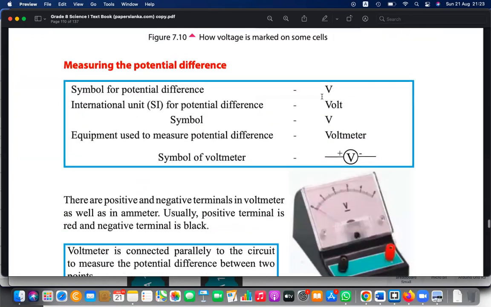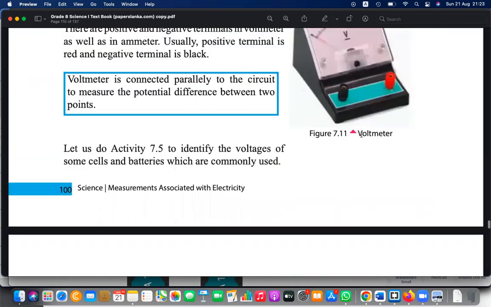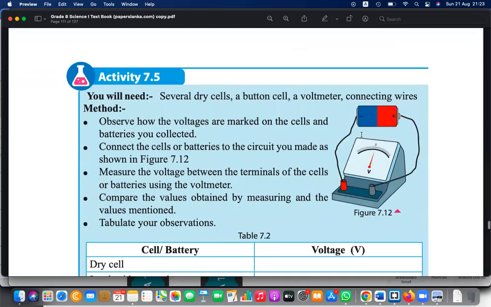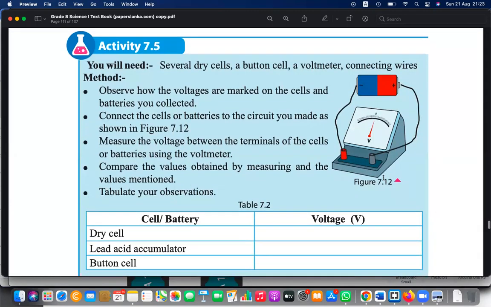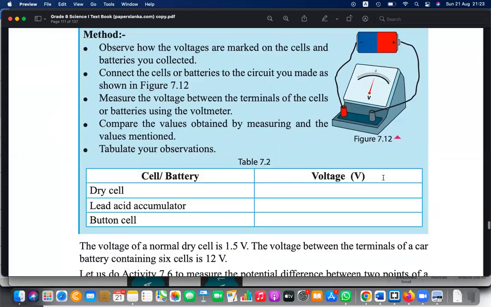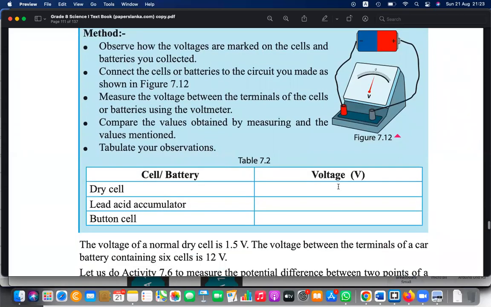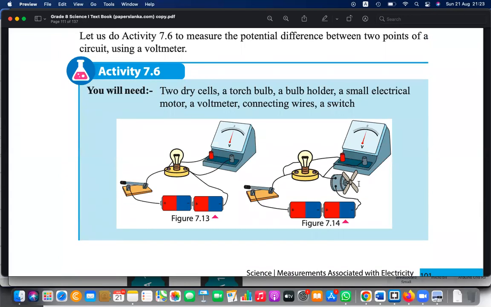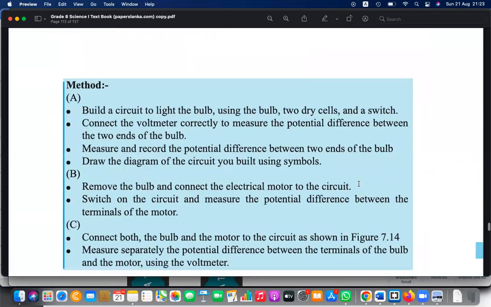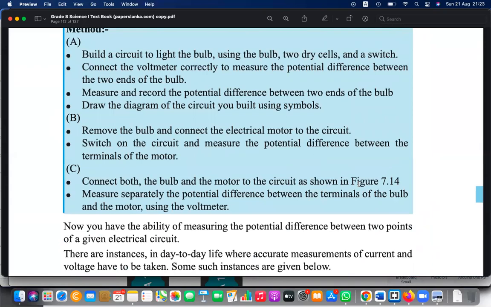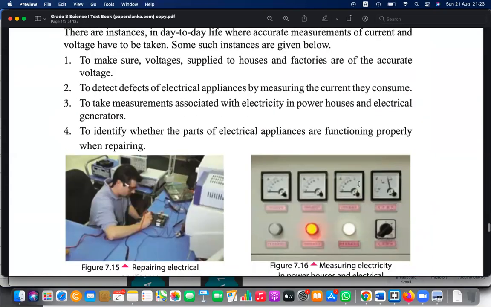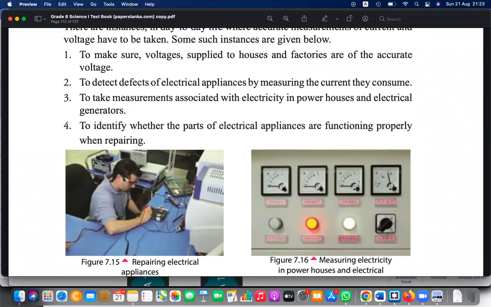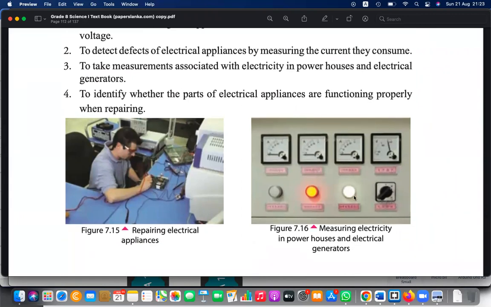Okay, so we learned about voltage and how to measure it using a voltmeter. We haven't seen that practical yet, but we will learn it. These are some batteries, and the voltage is given here. Then the next thing that we have learned is amperage, right? I think we can finish this lesson next day, but just briefly on this.